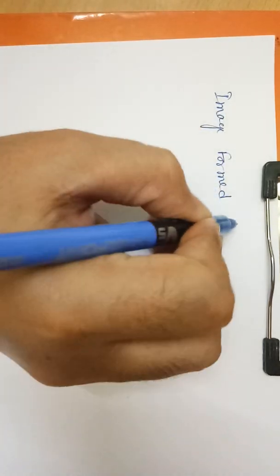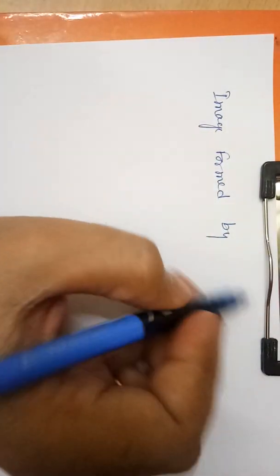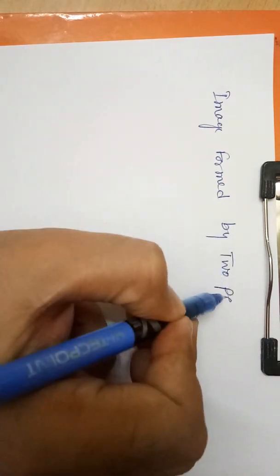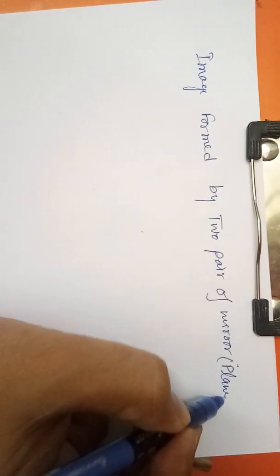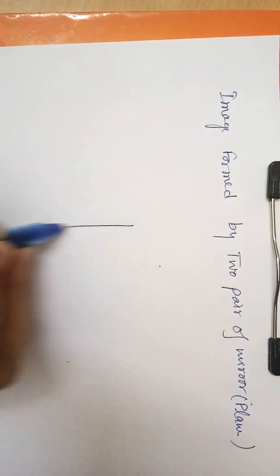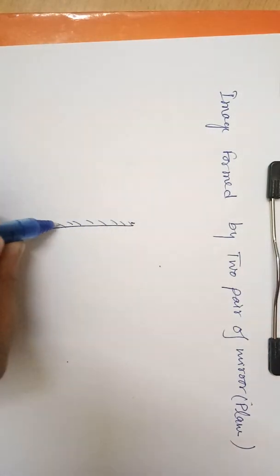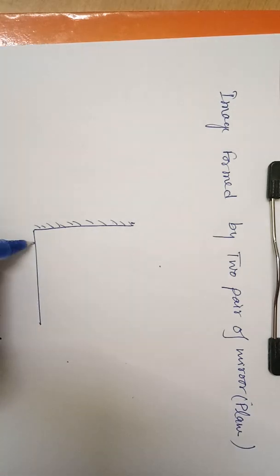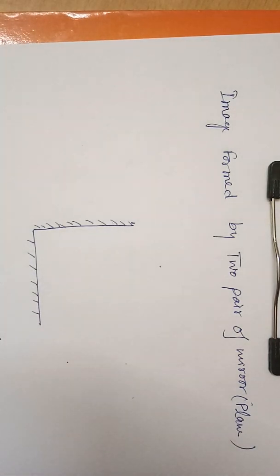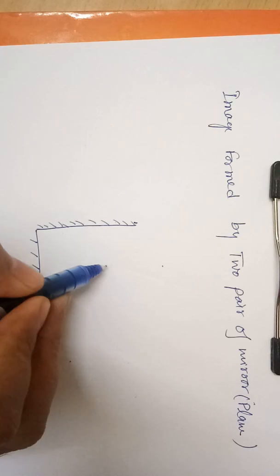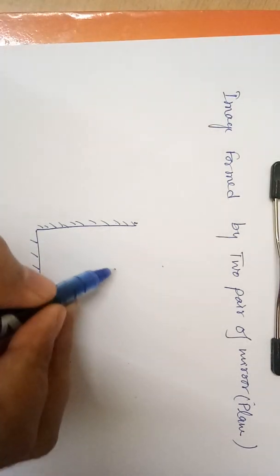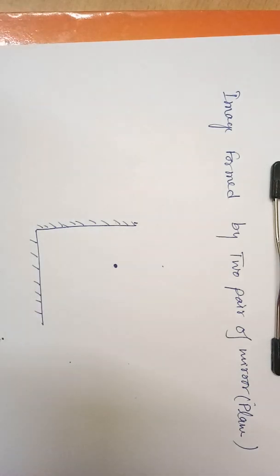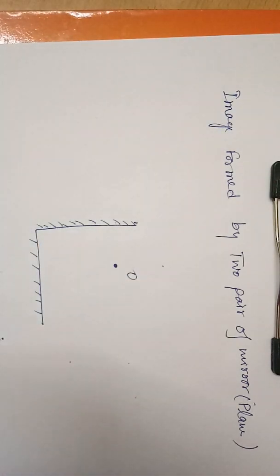So here the image formed by two pair of plane mirrors, right? So suppose this is one mirror and the other mirror is this one, right? Any object, I'm not talking about whether it is symmetric or not symmetric, any position of this object. Suppose this object is here, O, right?